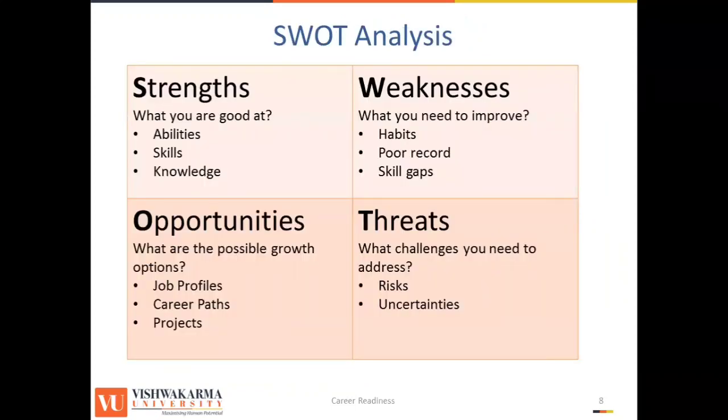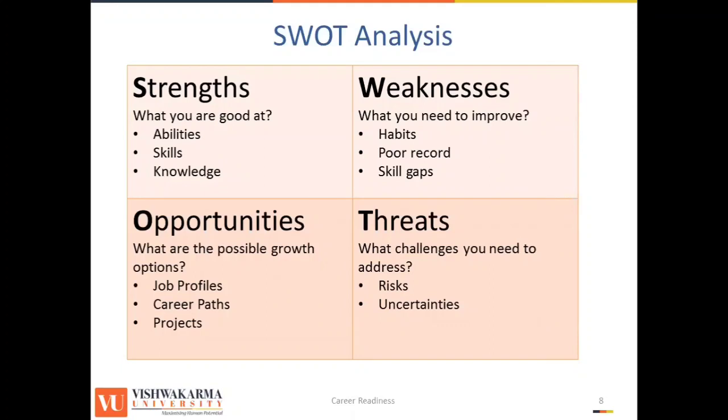What you could possibly do at this stage is this: strengths, weaknesses, opportunities, and threats analysis. If you have not done this by now, look at abilities, skills, and knowledge areas you're good at. Look at areas to improve with respect to habits or certain poor record, whether it is academics or extracurricular or certifications or something else, and also identify skill gaps.